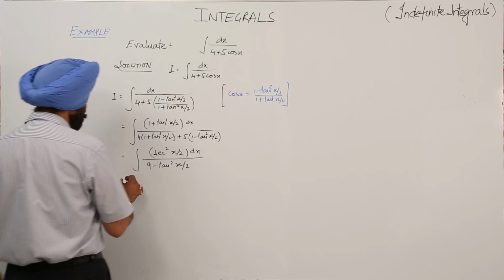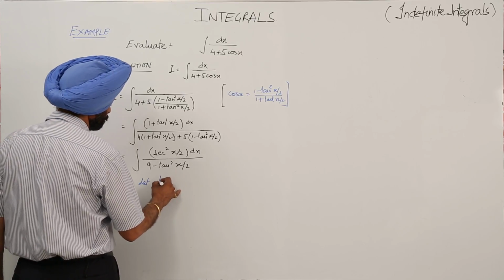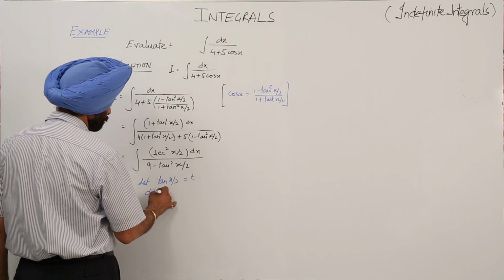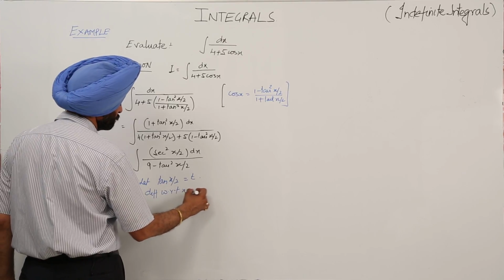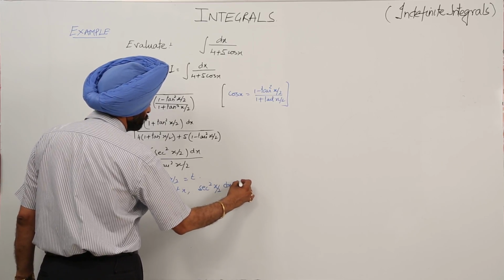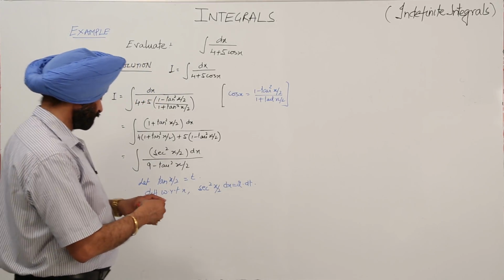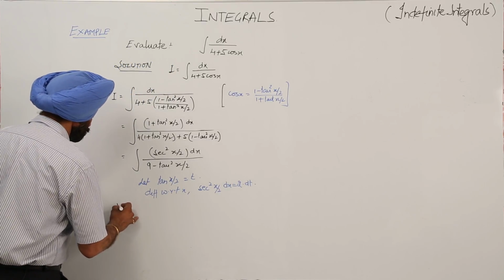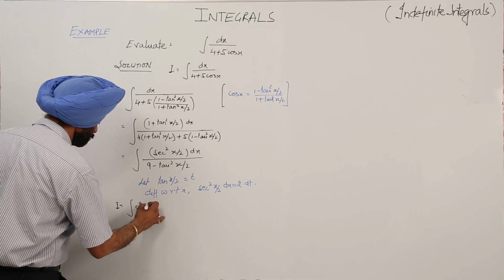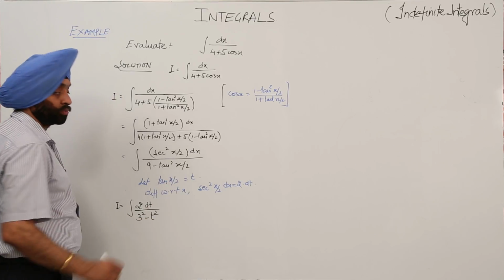Okay. Now let tan x by 2 be equal to t. Differentiating with respect to x, we are getting secant square x by 2 dx is equal to 2 dt. Now the question converts to integration of 2 dt upon 3 square minus t square.